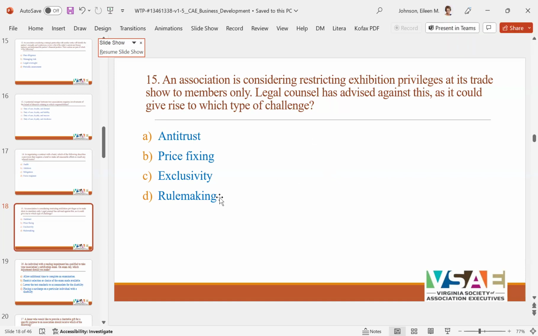But yeah, I guess in terms of you defining it as a rule, that makes sense. But then I don't understand the second part of the question: then legal counsel has advised against doing this as it could give rise to a rulemaking challenge. Phrasing it that way doesn't really make sense to me. It doesn't make sense either. Okay.